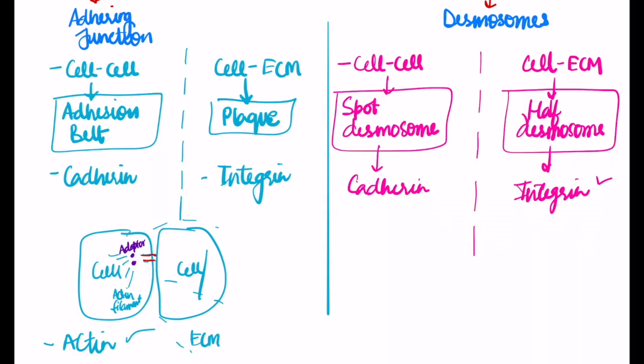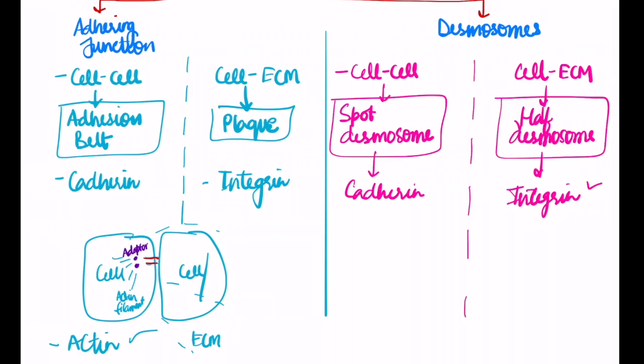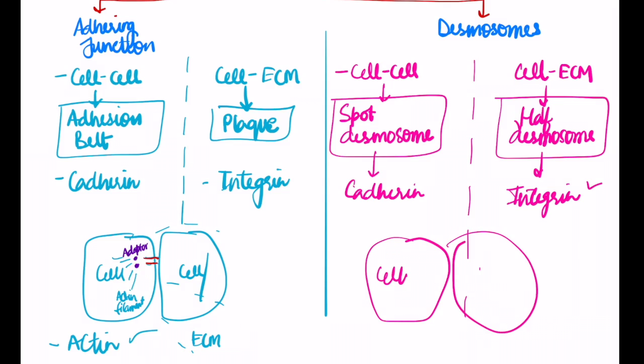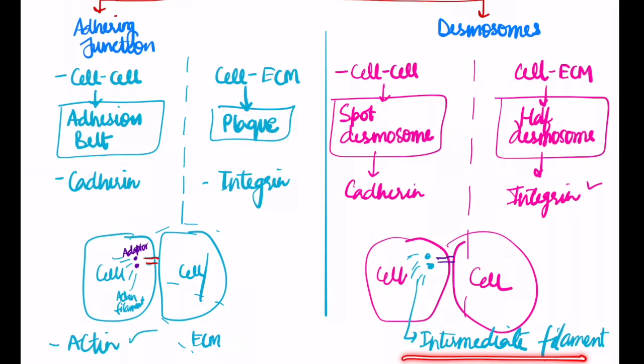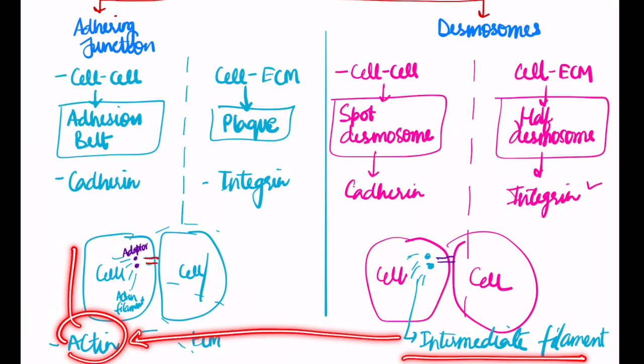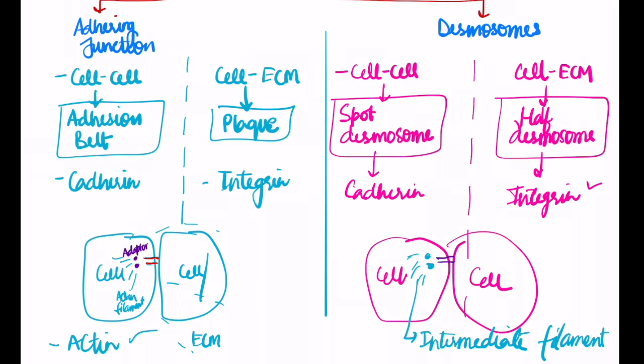Again, when we talk about desmosomes, again cell to cell and cell to extracellular matrix. If it is cell to cell, then it is called spot desmosome. If with extracellular matrix, it is called half desmosome. And further, cadherin and integrin again are involved in either of the two. When I talk about the cell and cell interacting here, in case of desmosomes, the presence of these cadherin and integrin transmembrane proteins again further interact with the adapter proteins, but here instead of actin, intermediate filaments are responsible.